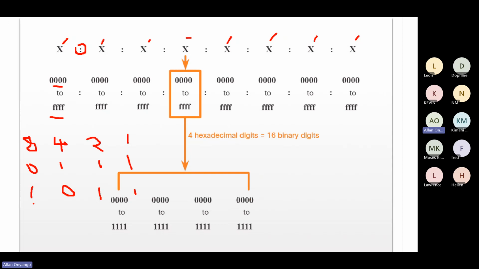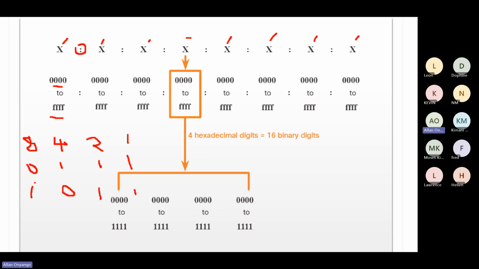111, all of them, isn't it? Because if you add 8 plus 4, it's 12, plus 2 is 14, plus 1 is 15. So when you see F, you should imagine a 15, and that is all the four ones, 1111. If you did my assignment, you should be knowing that by now.